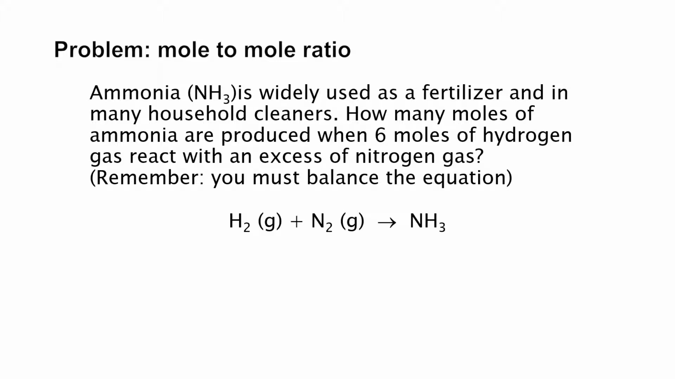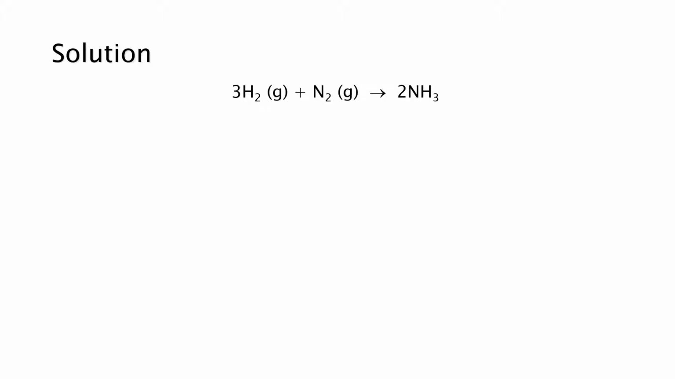Well, the first thing you need to do is balance this equation, because if you inspect this equation, you're going to notice that it is definitely not in balance, and we need to add some coefficients in order for it to be balanced. Then we're going to use our mole-to-mole ratio to see exactly how much ammonia we can get. So here is the equation balanced. Notice we put a coefficient of 3 in front of the hydrogen. We've left the nitrogen alone, and we've put a coefficient of 2 in front of our ammonia, and everything is now nicely balanced.